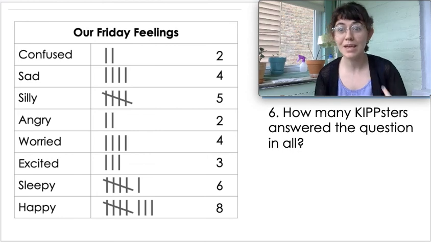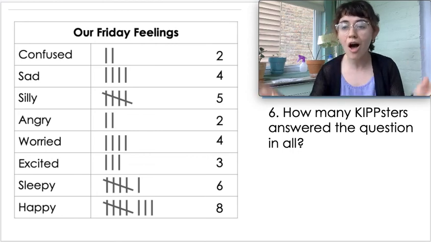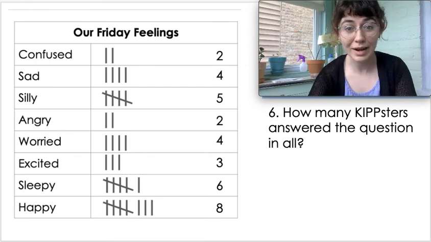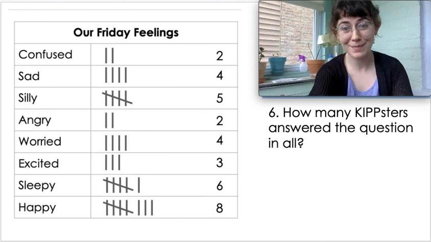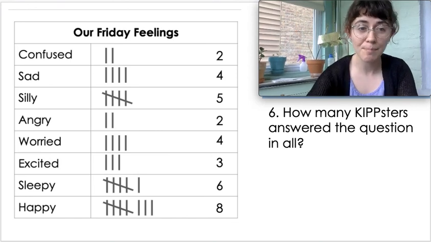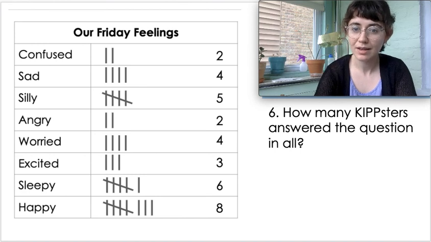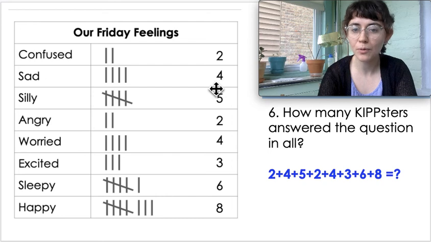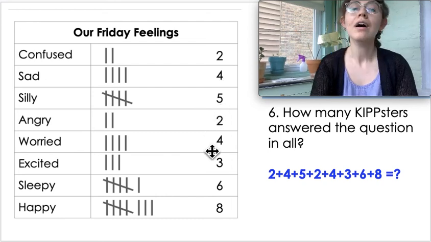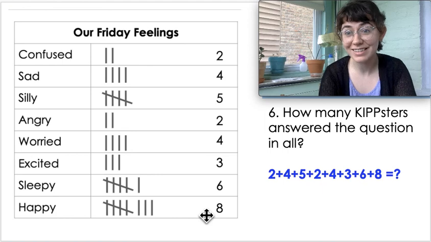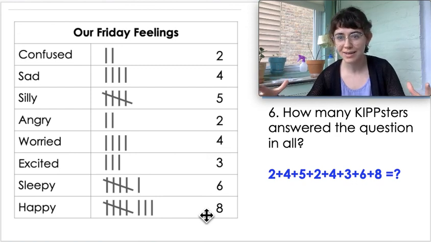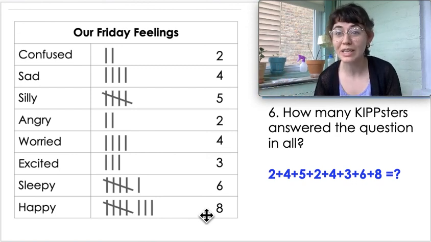So let's write a big addition sentence to put together all the different KIPPsters who felt all the different ways. Write down your addition sentence. I'm going to write mine down just in order, but I'm going to write it horizontally. So I wrote down this. Yours should look something like this. I did 2 plus 4 plus 5 plus 2 plus 4 plus 3 plus 6 plus 8. It's a big addition sentence. It looks super crazy, but what does Miss JS always do when we look at this crazy long addition sentence? We always look for groups we know.